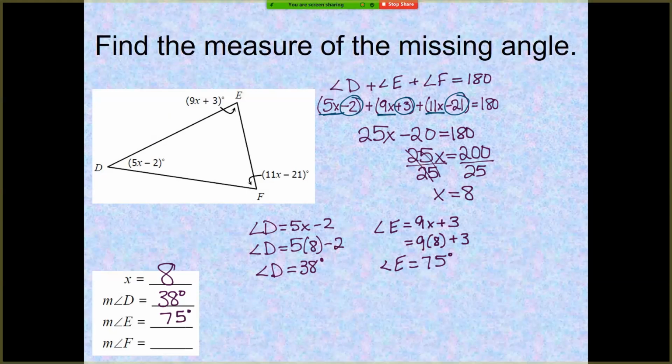And then the last one, angle F, 11x minus 21. So I'm going to take 11 times 8 minus 21. Should get a value of 67. So angle F equals 67 degrees. And if I'm going too fast, feel free to pause the video until you get caught up.